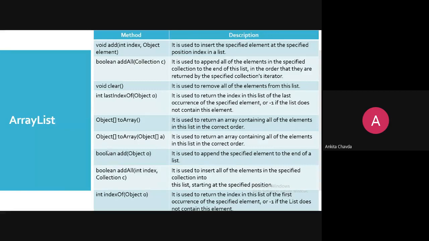First method is add, where you are passing an integer index and the object element. Whatever element you wish to add, you can specify here, whether it is of string type or your user defined data type. You can create any class, create the object, and that object also you can pass here. That is also possible, right?